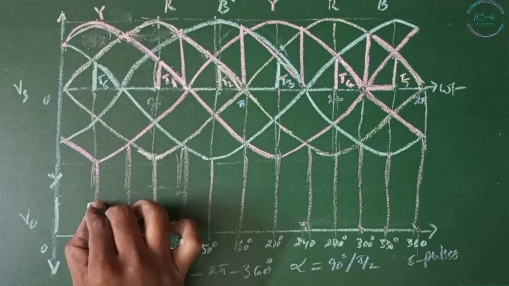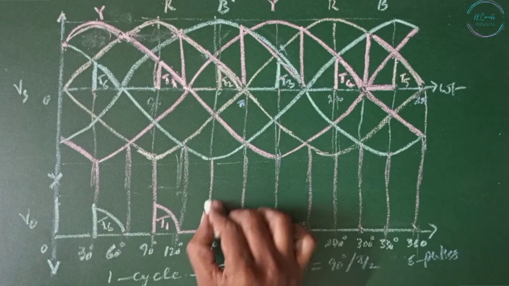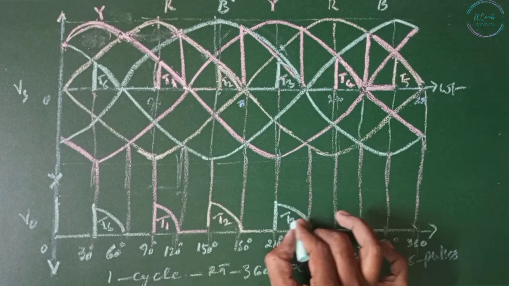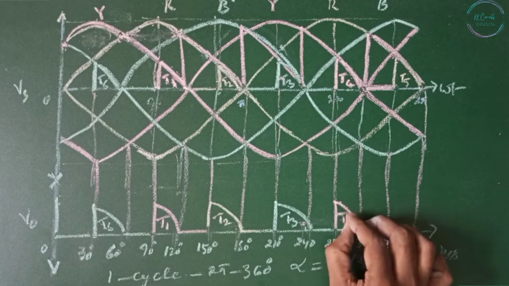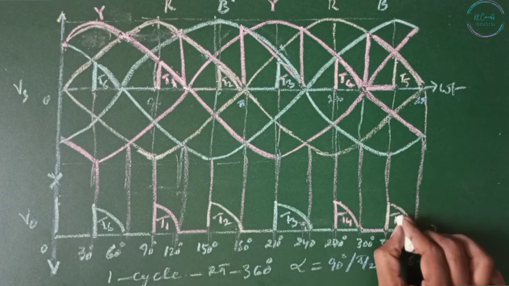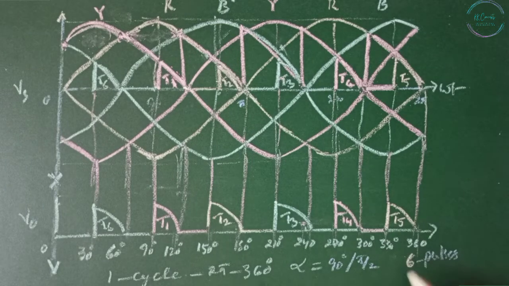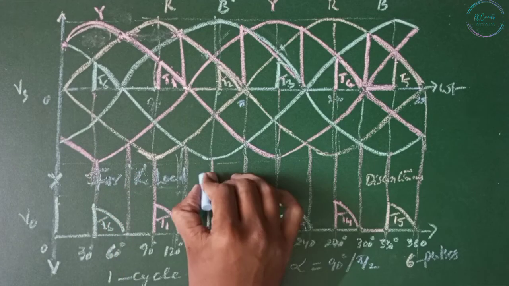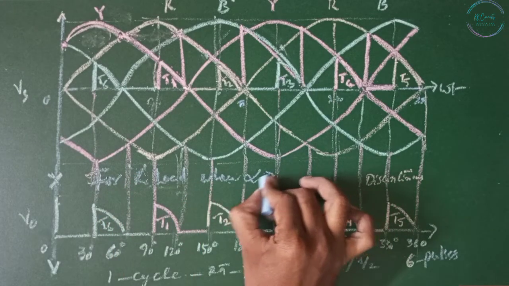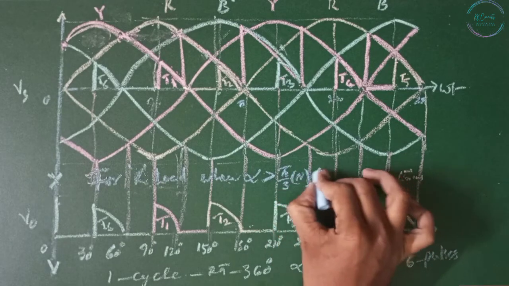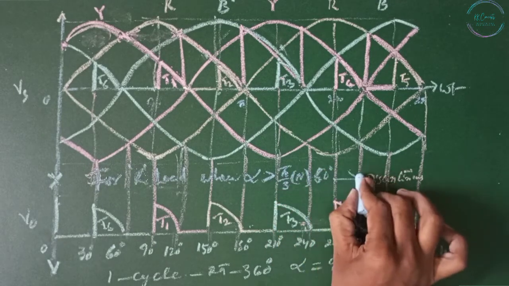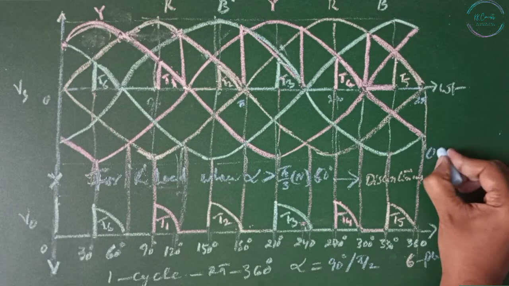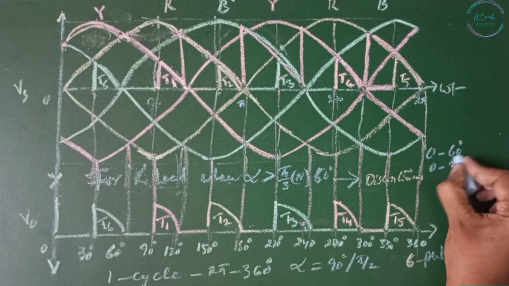So this is T6, T1, T2, T3, T4, T5. Here also we are getting 6 pulses, but this is discontinuous for R load when alpha is greater than pi by 3 or 60 degrees. We are going to get discontinuous operation. So for continuous operation, alpha should be maintained between 0 and 60 degrees, or 0 and pi by 3 radians.